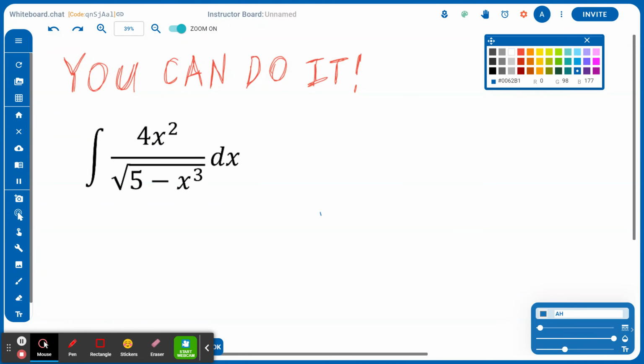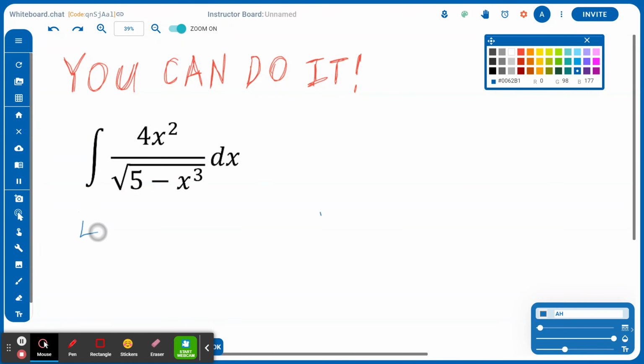Hi everyone, let's take a look at the following example. Find the antiderivative, or the integration, of 4 times x squared divided by the square root of 5 minus x to the power of 3, with respect to x.